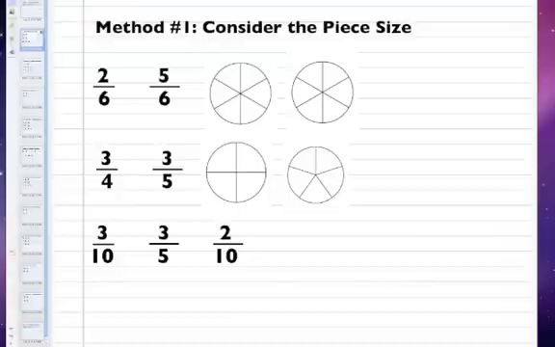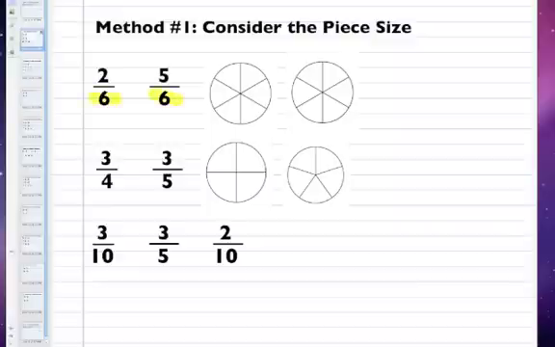I'm going to be covering 5 different methods you can use to compare fractions, and I would suggest that you take notes on each of the methods in your notebook. The first method is consider the piece size. When we have a fraction, remember that the denominators indicate how many pieces the whole is divided into.